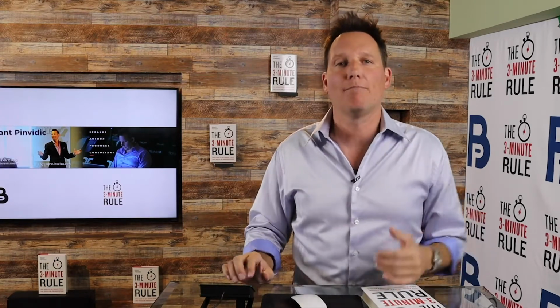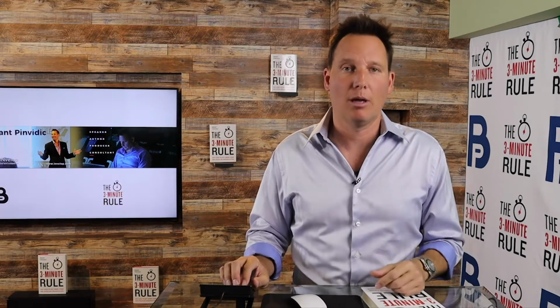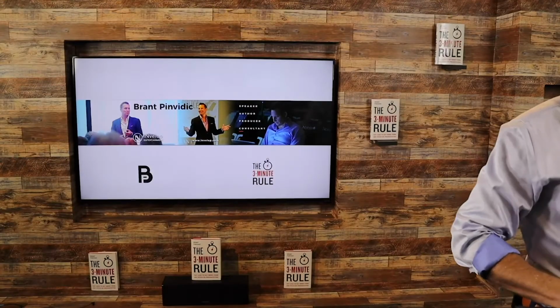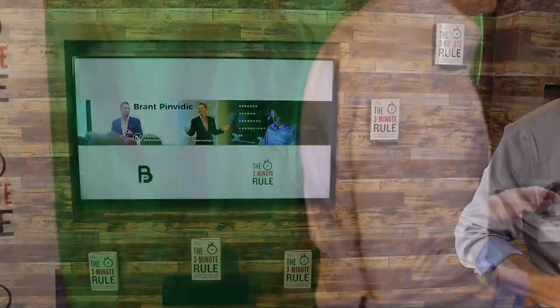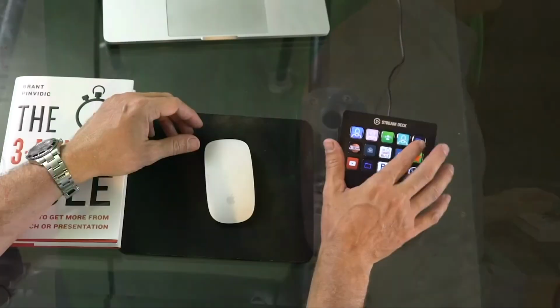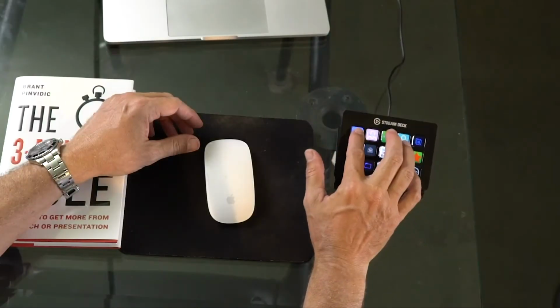So camera 1 is my conversational main camera. Camera 2 is my presentation screen monitor camera. Camera 3 is my green screen camera, and camera 4 is this overhead close-up.